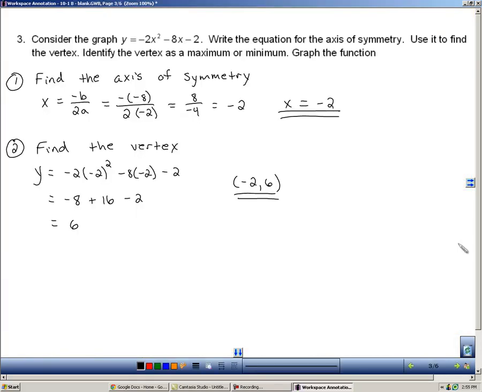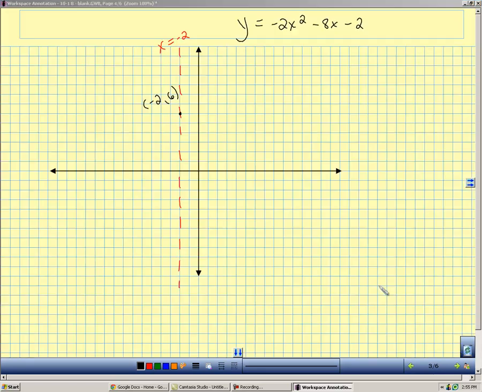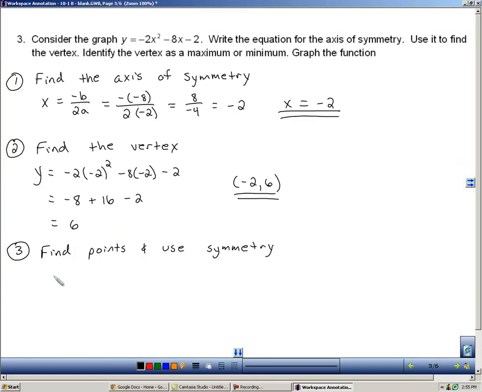Now, the next thing I have to do, we'll call this step 3, is find points and use symmetry. Now, what do I mean by find points? I mean, since x was a negative 2, the next x values that I want to try are either going to be negative 1, which is just to the right of it, or negative 3, which is just to the left of it. So I'm going to plug a new x value in. And I'm going to try x equals negative 1. So I'm going to replace all my x's with negative 1's.